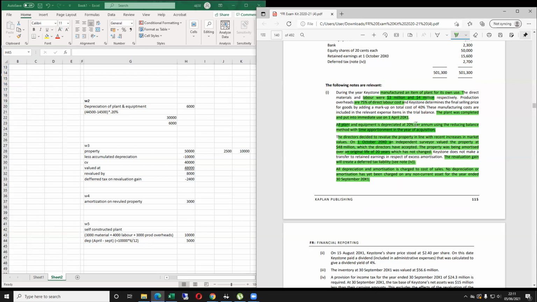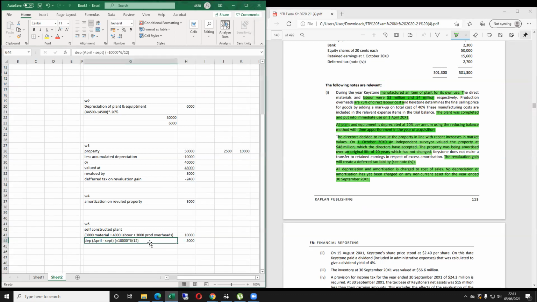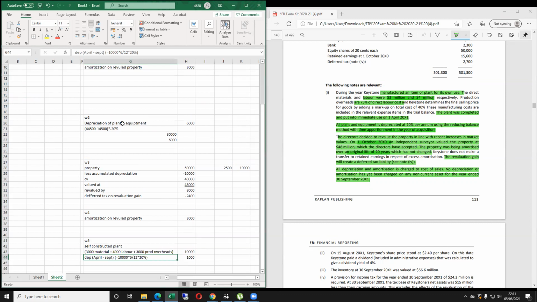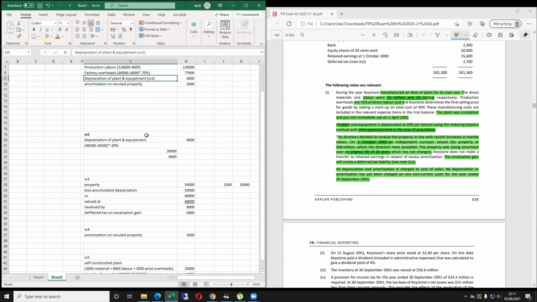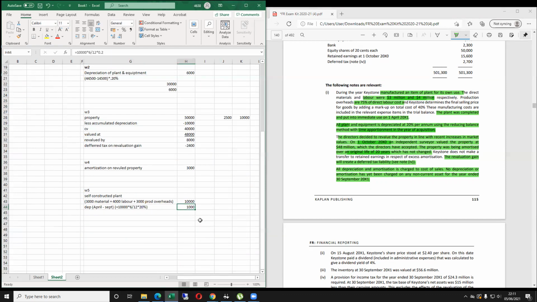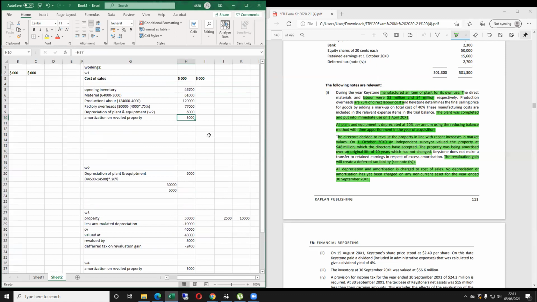So we will consider this as we need to take 20% on this. So 10,000 multiplied by 6 divided by 12 into 20%. So 1,000 is our depreciation. We have already depreciated our plant here, right? And 1,000 is coming from this. So it means we have to add here.